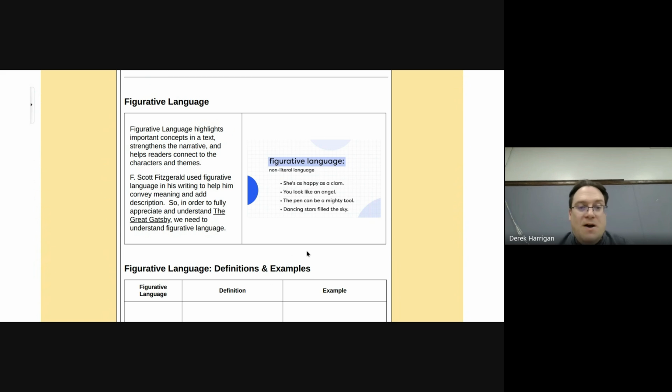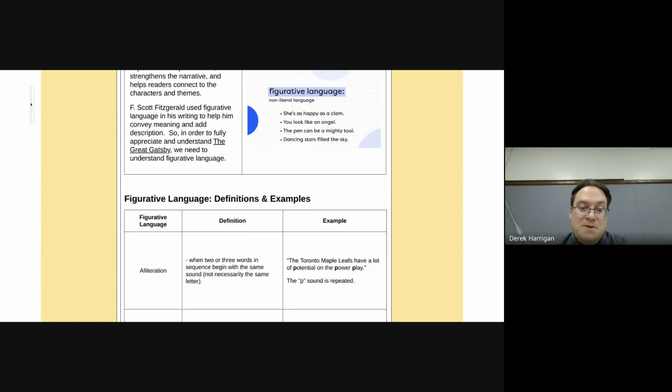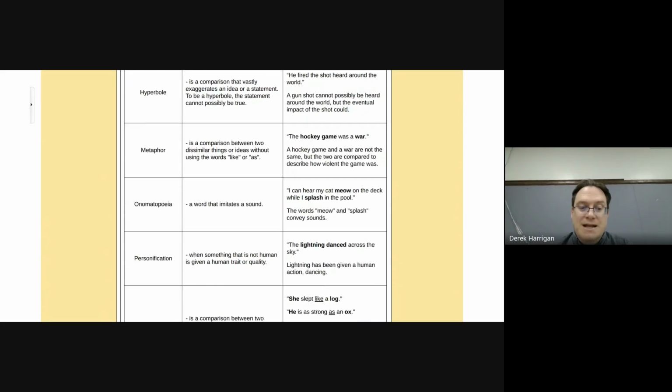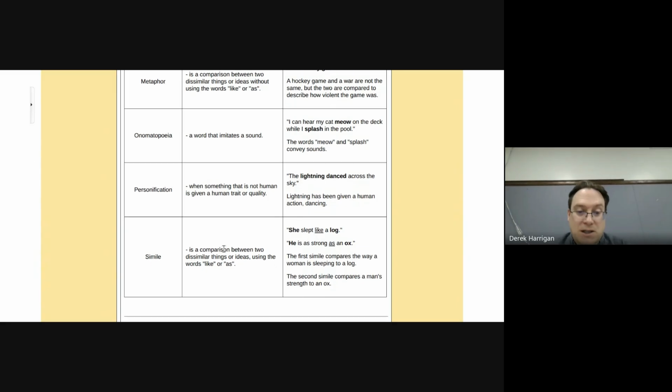So, like, the most obvious example of figurative language, or the most simplistic example, if we go down here, is a simile, right? Comparing two unlike things using like or as. So, she slept like a log, or he is as strong as an ox, or he eats like a pig, right? These are very simplistic, very cliched examples of figurative language where we're comparing people to an animal or to an object in order to make them more descriptive and make them come to life a bit.